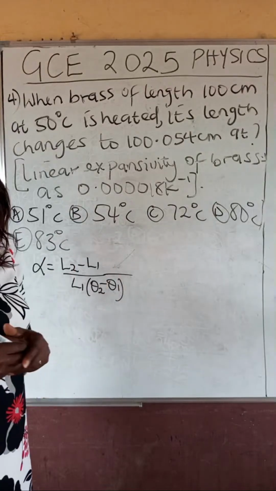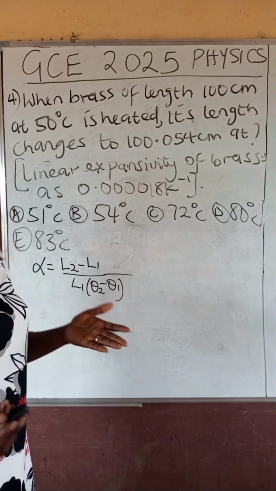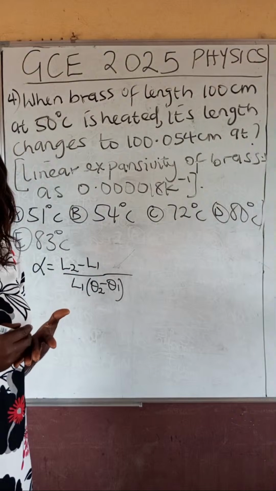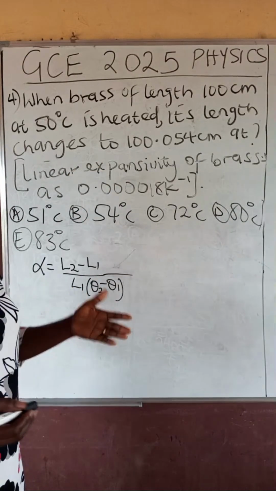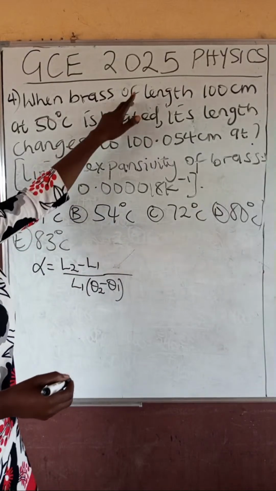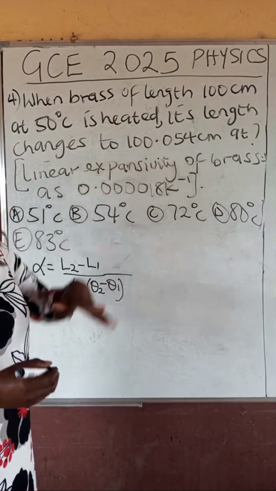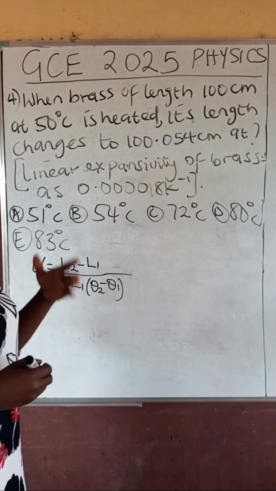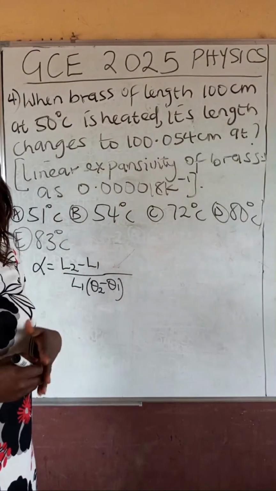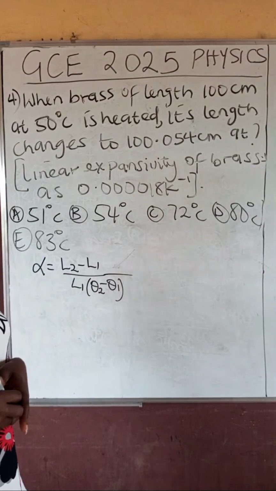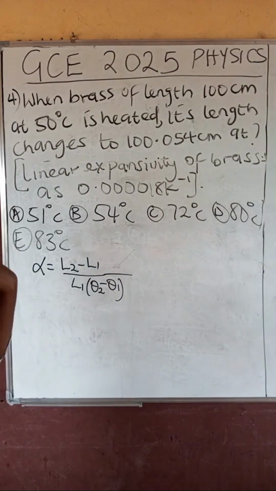So at 100 centimeter, this body has not been heated, and the temperature remains steady at 50 degrees Celsius. As soon as the body was heated, the length changes to 100.054 centimeters. Now you're looking for the new temperature that made the object increase to this level. That is what we are looking for. So can we set the parameters?